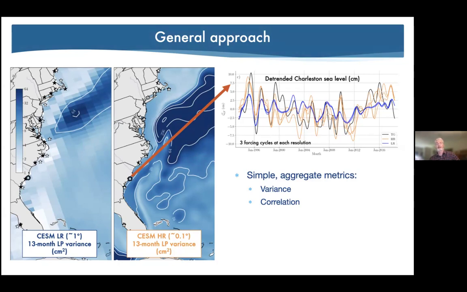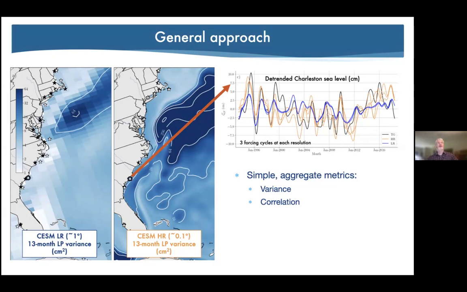But one thing that immediately jumps out is that we have very different evolutions of that time series depending on the forcing cycle. And that's coming from intrinsic variability, internal variability in the ocean, even under the identical forcing of the atmosphere. So that's what I'm going to be calling intrinsic variability. You've got eddies that are causing sea level variability that's independent or quasi-independent of the forcing that's applied.